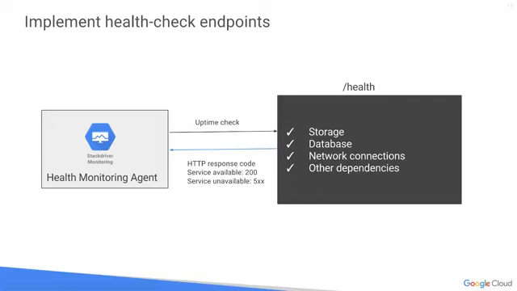A health monitoring agent such as a load balancer or Stackdriver monitoring can periodically send requests to the health check endpoint. Load balancers use health checks to determine if an application instance is healthy and is capable of receiving traffic. If the health check fails beyond the threshold that you've defined, Stackdriver monitoring can send you an alert automatically.